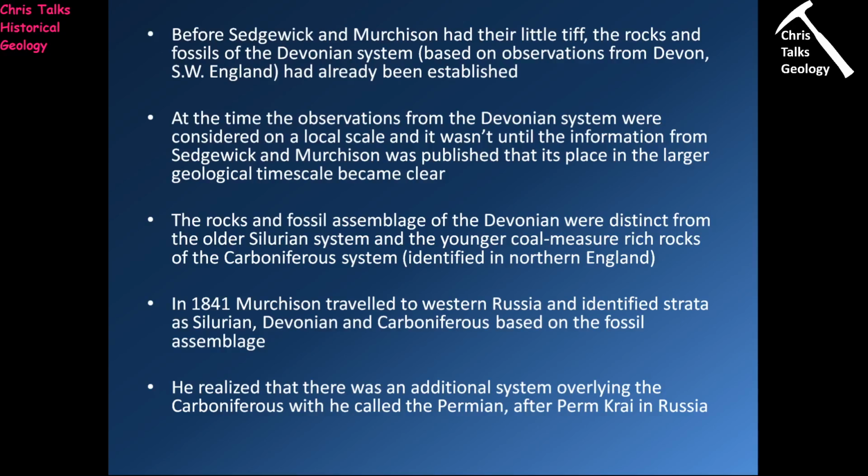What he realised, though, while he was in Russia, was that there was still another package of rocks on top of the Carboniferous. And he called that package of rocks the Permian, after the Perm-Krai in Russia, where he identified them and mapped them. So now you can see we have the Cambrian, Ordovician, Silurian, Devonian, Carboniferous and Permian. So we now have all of the Paleozoic rocks, or should I say all of the Paleozoic accounted for.